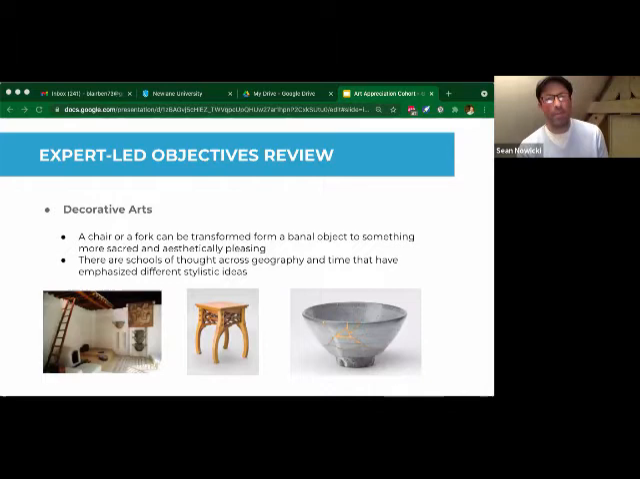Okay, so to begin, and this is something that is pervasive in all of our lives, is that art is kind of all around us. My examples here are a chair or a fork can be transformed from a banal object, or just something that's kind of meaningless and you would just not take a second look at, to something that's more sacred and perhaps aesthetically pleasing. And you can fill your life with these things. And most of us do.